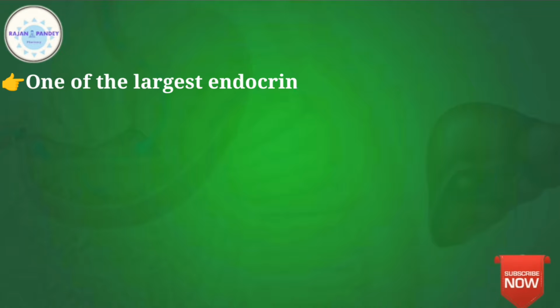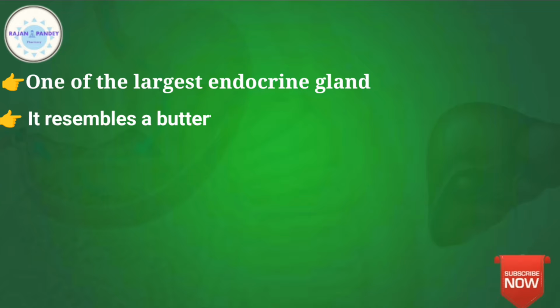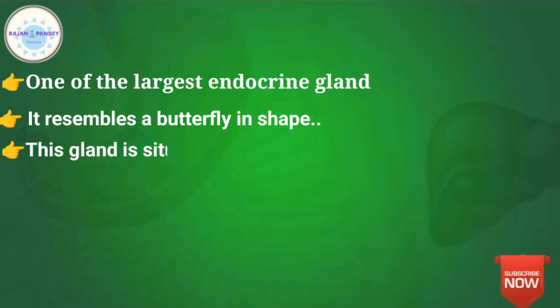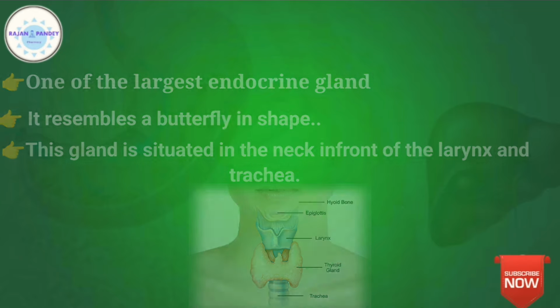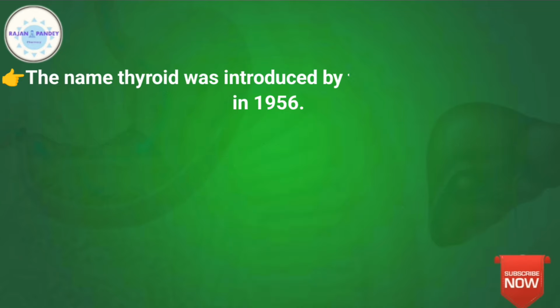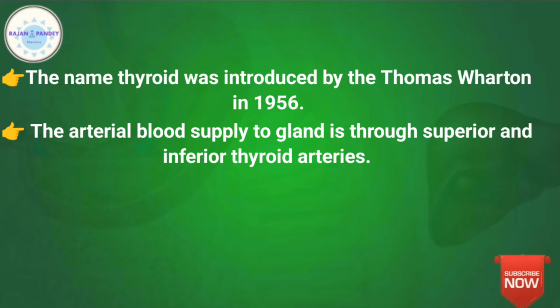The thyroid gland is one of the largest endocrine glands, around 15 to 20 grams in adults. It resembles a butterfly in shape. This gland is situated in the neck in front of the larynx, which is the voice box, and trachea. The name thyroid was introduced by Thomas Wharton in 1956. The arterial blood supply to the gland is through the superior and inferior thyroid arteries.